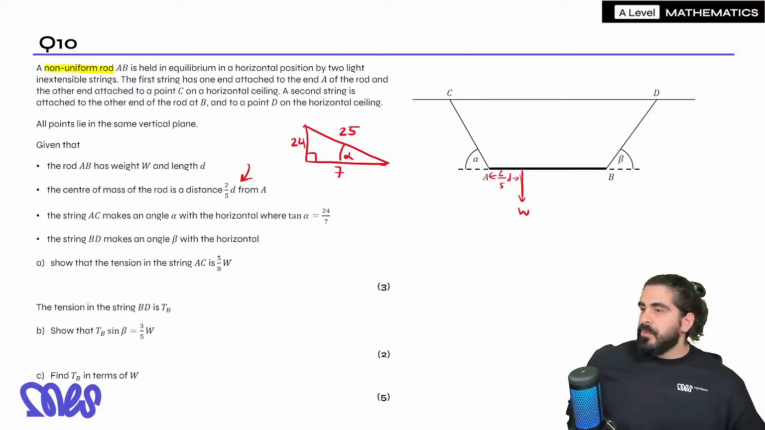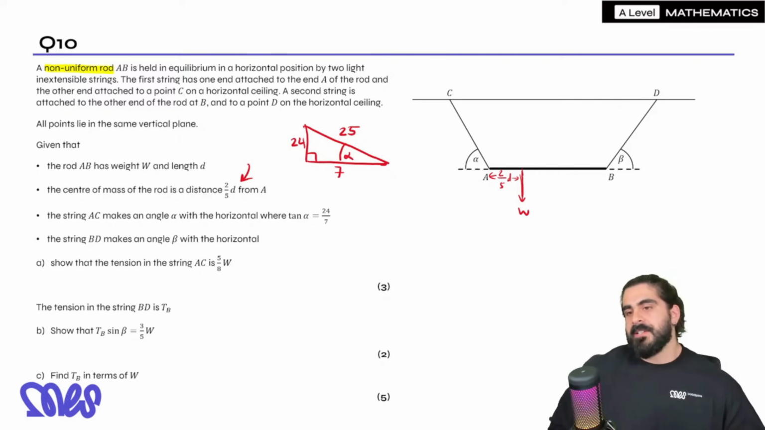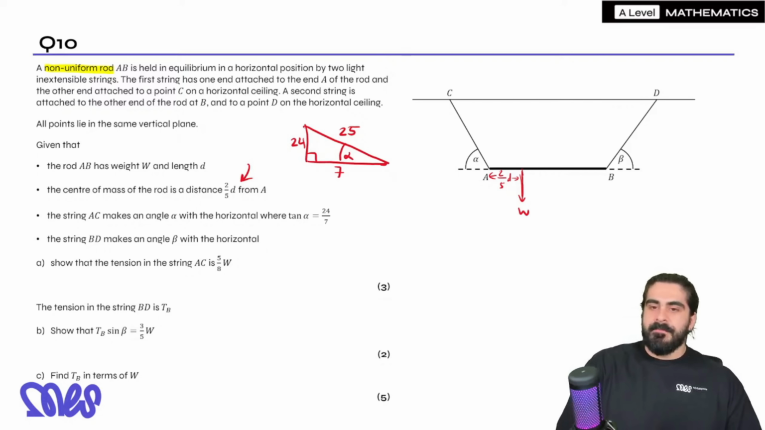How would you guys label the tensions? Is it T and T? Me personally, I would say something like maybe TC and TD, just because they're pointing towards C and D. It doesn't really matter. But how are we going to do part A? What would you guys do for part A?